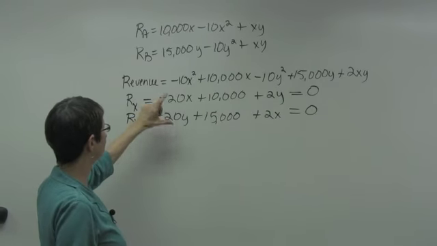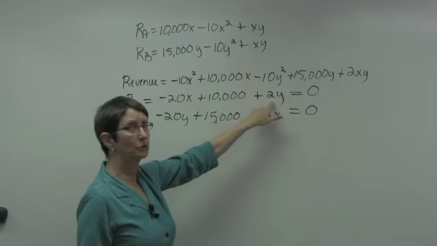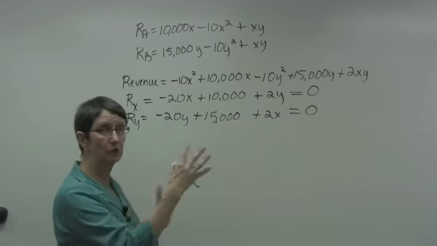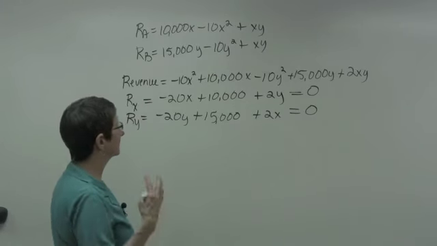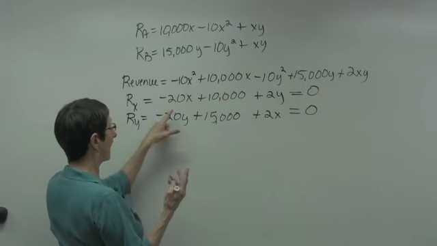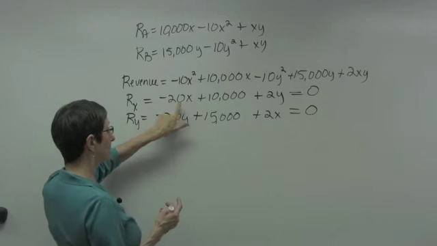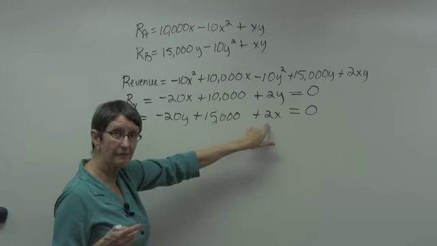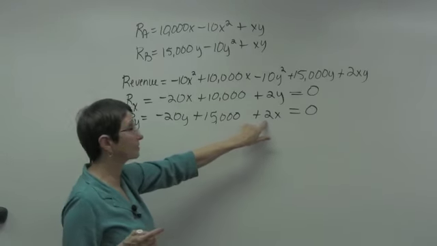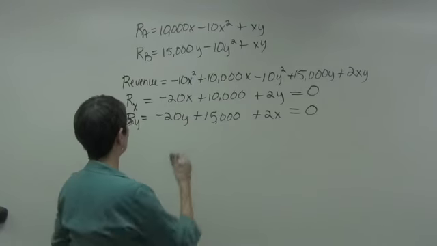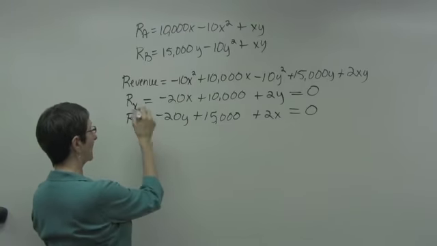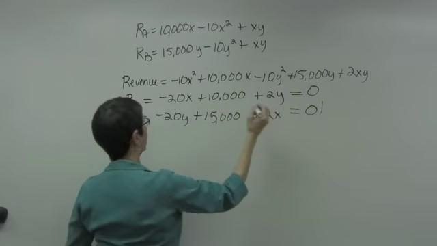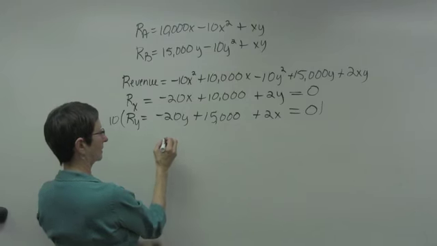Let's see. Well, I've got 20Y and 2Y and 2X and 20X. So what I need to do is to combine these in some way. Think in terms of a matrix. I have negative 20X here. If I multiply this equation by positive 10, I'll end up with a positive 20X. So let's do that. Let me take my Y equation and multiply the whole thing by 10.